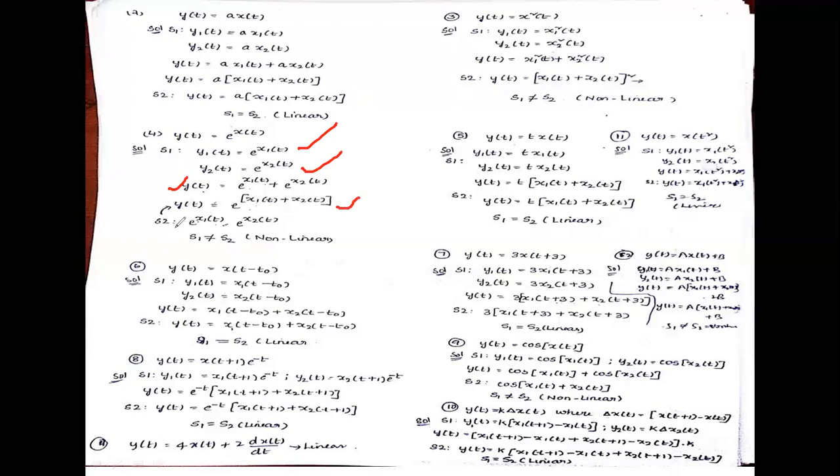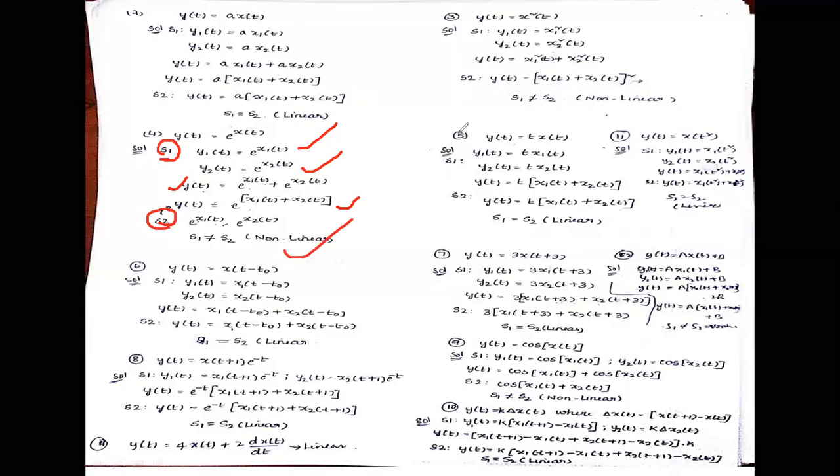Now, S1 is e power x1 of t plus e power x2 of t, but S2 of t is e power x1 plus x2 of t. So both are different here. Whenever it is a product, then we can add the powers, but here the plus is there. So the resultant value of S1 and the resultant value of S2 are not equal. So it is a non-linear system.